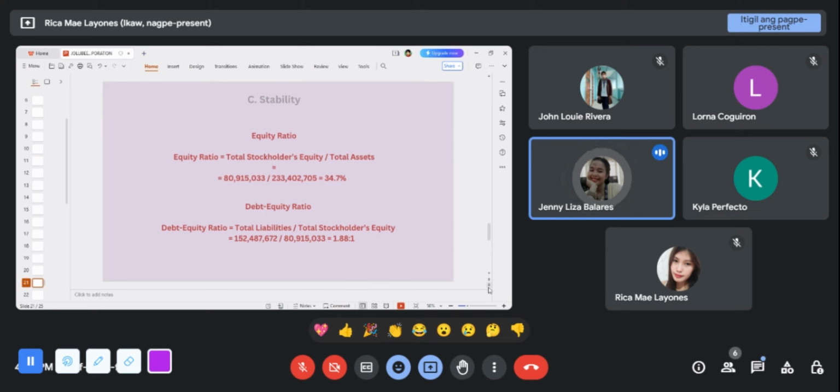Debt equity ratio. Debt equity ratio equals total liabilities divided by total stockholders' equity. Total liabilities of 152,487,672 divided by 80,915,033 equals 1.88 to 1.